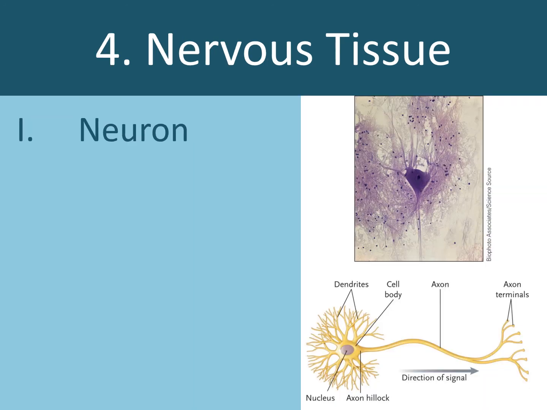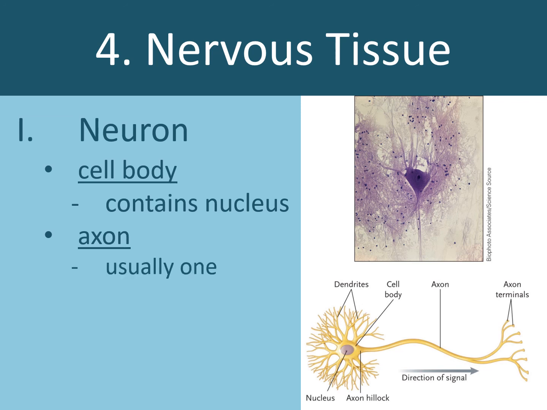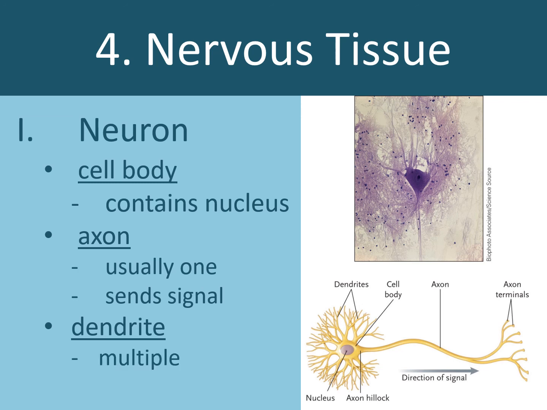Finally, our fourth tissue type is nervous tissue. The main functional cell type of nervous tissue is called the neuron or nerve cell. Neurons have three major parts: the cell body, which contains the nucleus and most of the organelles of the cell; the axon, usually one long extension or a tentacle-like structure that extends out of the cell. Axons are responsible for sending signals away from the cell. And then finally, the cells have many dendrites. Dendrites are found in multiples, and they receive signals from other cells.